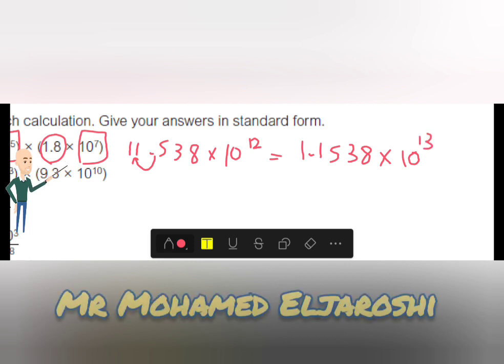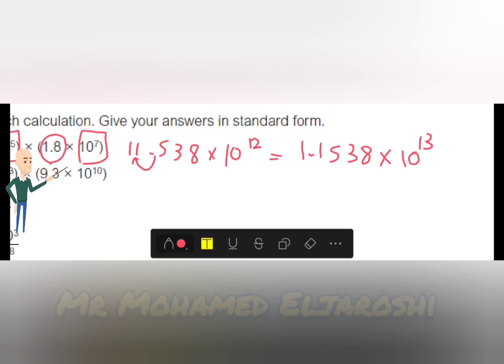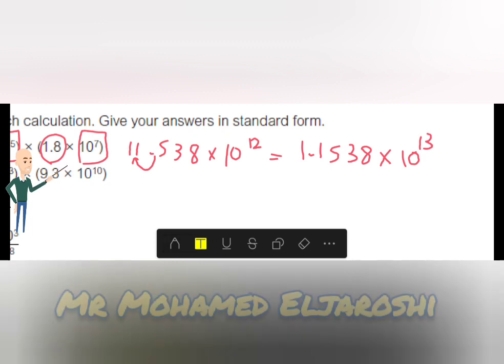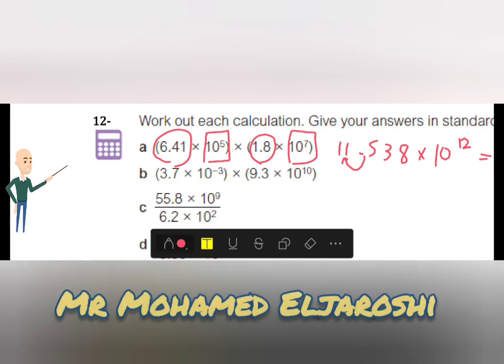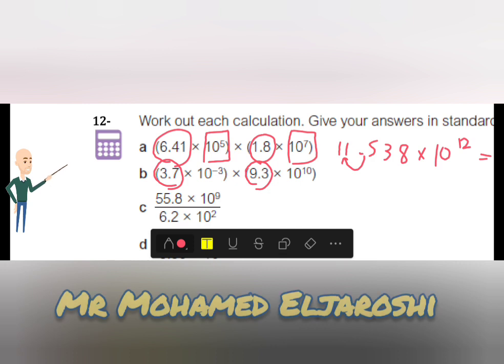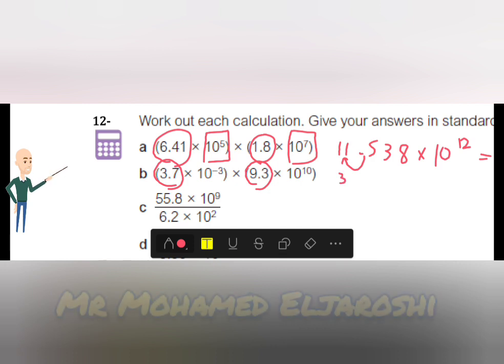Very good. Let me do this. Yes. I hope you understood the idea of moving the decimal point, because it's the key point of answering questions like these. Now let's move on to the next one. We're going to do the same thing. Multiply 3.7 by 9.3 and write the answer. Let's do it with a calculator. 3.7 times 9.3 equals 34. Let me write it here.